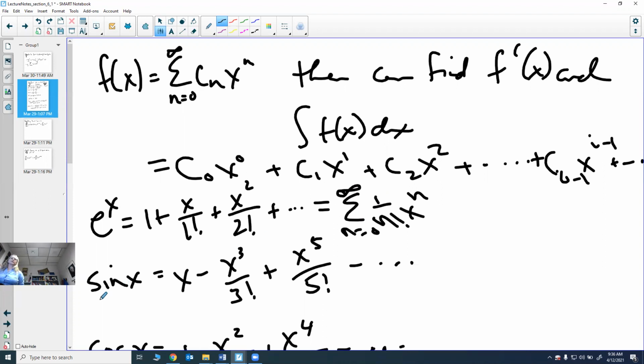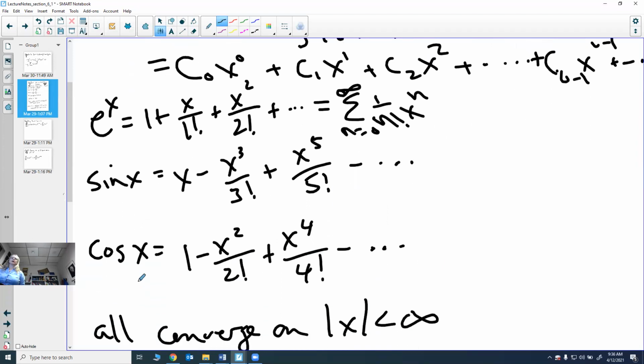Again, other functions can be done this way. The sine of x is x minus x cubed over 3 factorial plus x to the 5th over 5 factorial minus, and it just keeps going. It's called an alternating series because we alternate the signs: plus, minus, plus, minus. You can try to figure out how to write this in summation notation if you want to. The cosine of x is 1 minus x squared over 2 factorial plus x to the 4th over 4 factorial minus, and again it's an alternating series that keeps going forever. You can figure out how to write this in that format too.